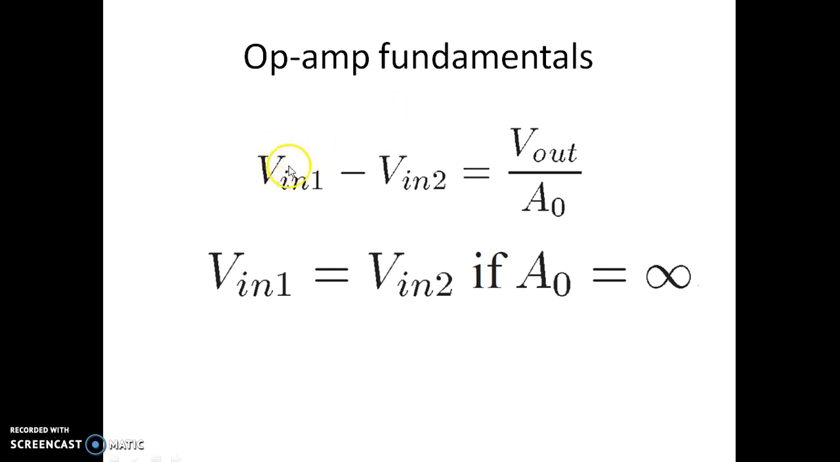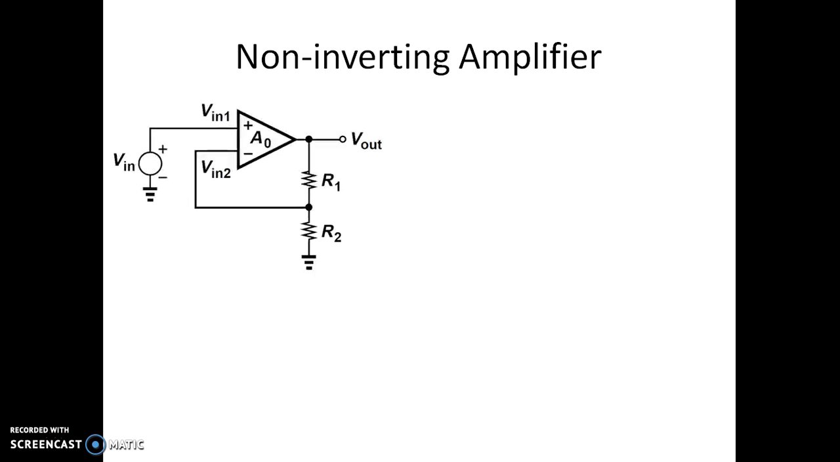So we know that V in 1 minus V in 2 into A0 is V out. So from that expression we can write V in 1 minus V in 2 is nothing but V out by A0. If A0 is infinity, we can write V in 1 is equal to V in 2. So this is under ideal condition. So let us consider a non-inverting amplifier. This is the circuit diagram of a non-inverting amplifier. The input is applied to this non-inverting terminal.